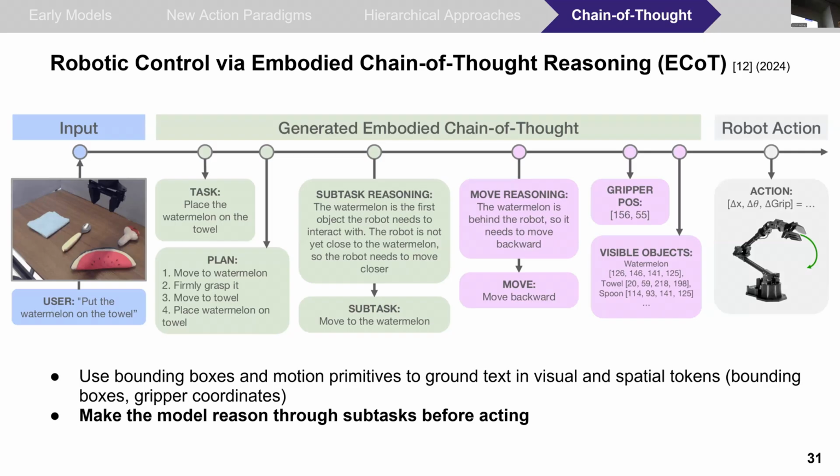And it gets this subtask, move to the watermelon. So now it does this move reasoning where it says the watermelon is behind the robot, so it needs to move backward, and the action out of that is to move backward, and then the robot is able to actually do that and get near enough to the watermelon to finish the steps that it needs.